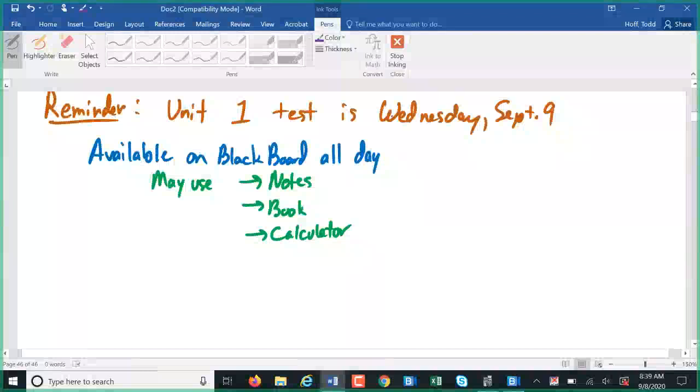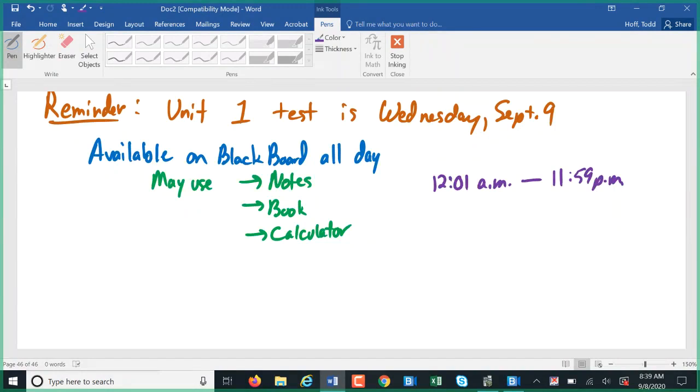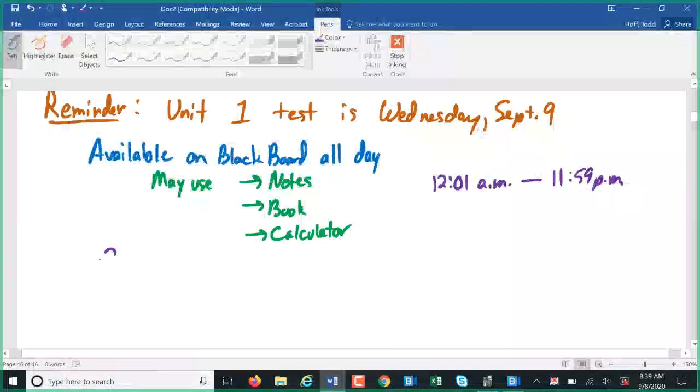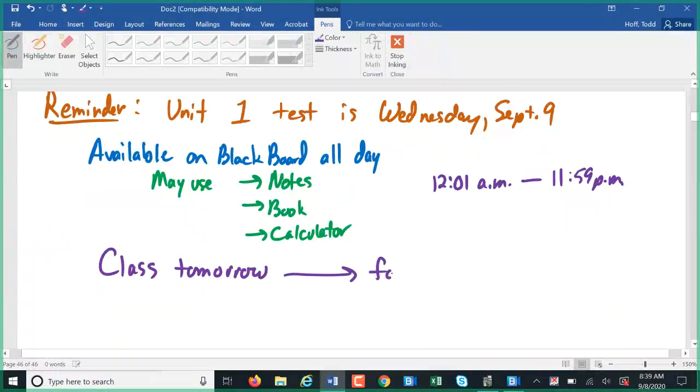Sometime during the day tomorrow, it'll be open from 12:01 a.m. to 11:59 p.m. tomorrow. Sometime in there, you have to download it, complete it, and submit it. And I will get those graded in the book for you, hopefully by class time on Thursday. If not, I will have them graded by next week for you. So class tomorrow will be dedicated to the test.